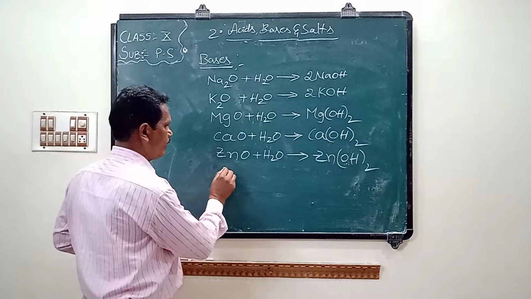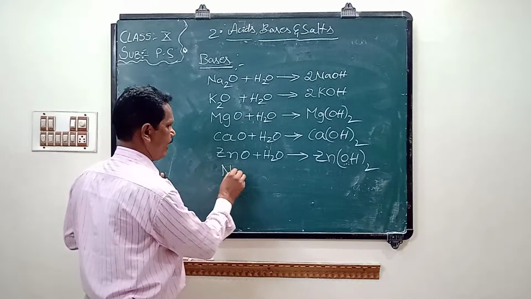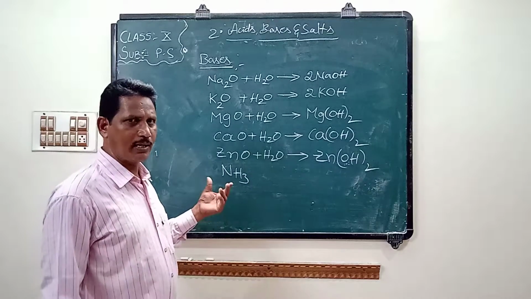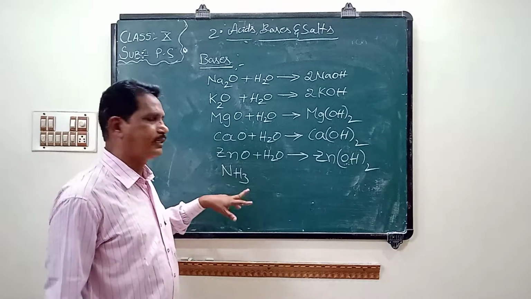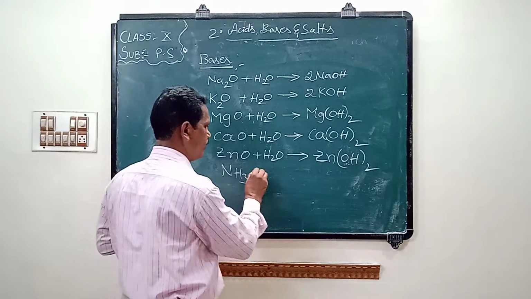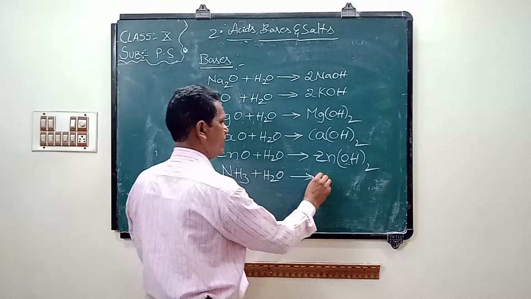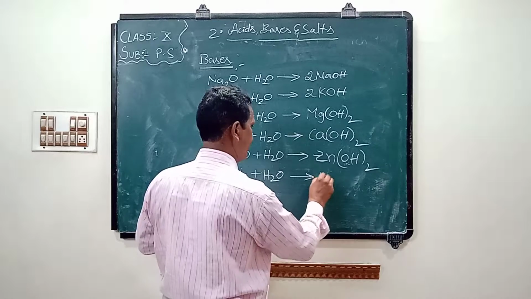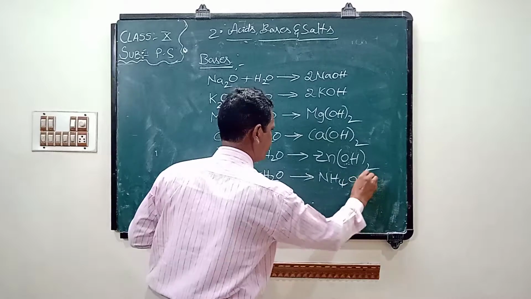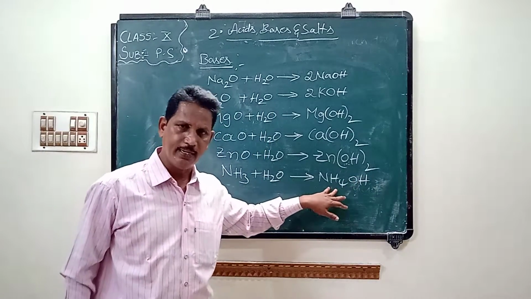Next one, NH3. NH3 is ammonia. It is not a metal oxide, but NH3 is ammonia. This ammonia reacts with water, H2O, to form NH4OH. This is ammonium hydroxide.